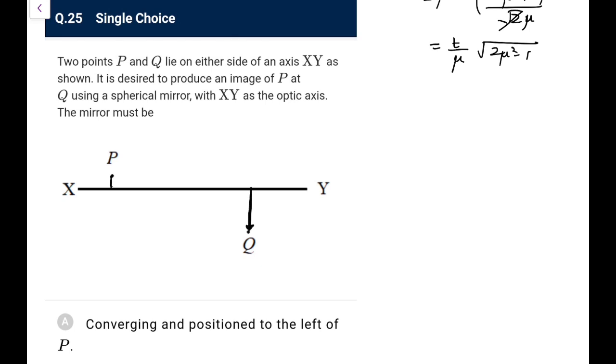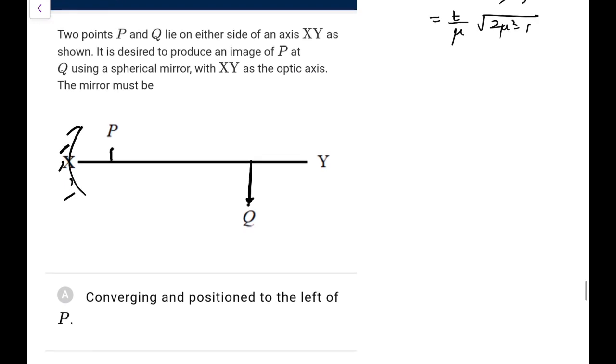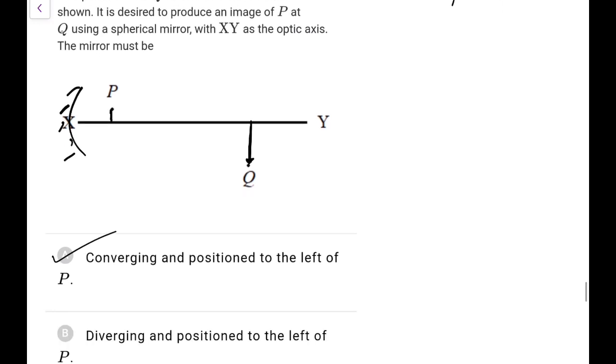Because it is an inverted and magnified image, you need a converging mirror, and because it is less, it would be closer, so it would be placed somewhere here. So it would be placed to the left of P. So go with option A like this.